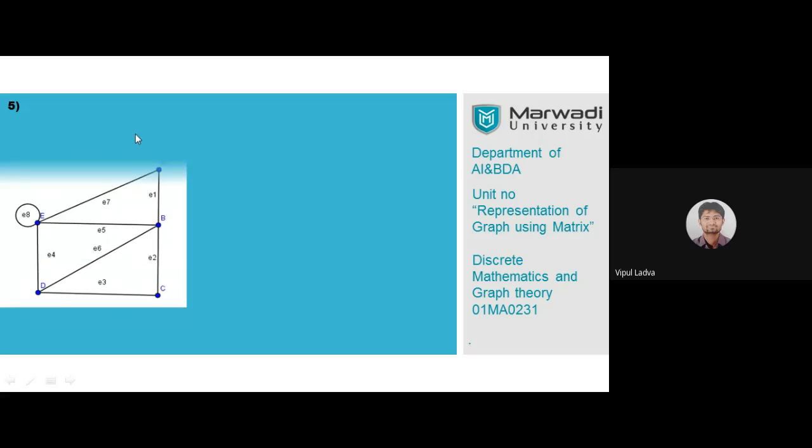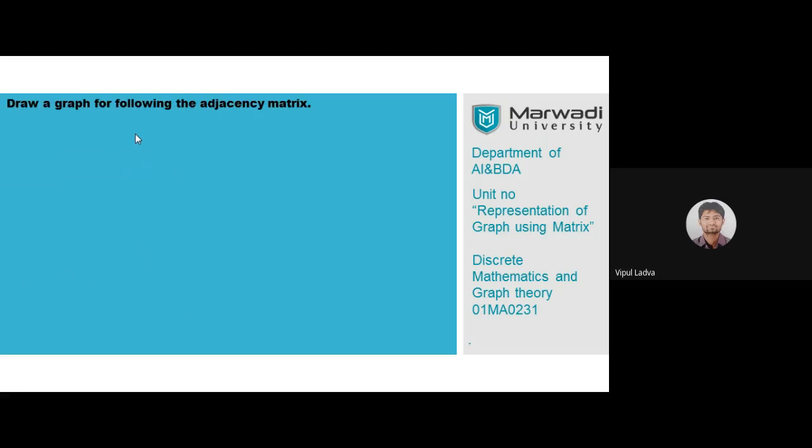Let me move further. Good with this. Now, let's apply this logic in reverse way. Now, what I am doing, I'm giving you one of the matrix. You need to give me the graph. You guys will draw a graph related to that adjacency matrix.